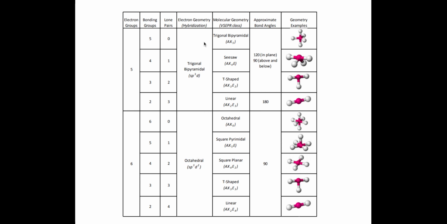And so with these two, you have the d orbitals come in, and you get what is called the expanded octet. And again, it's the same thing. You get these different molecular geometries, but the electron geometry is the same depending on how many lone pairs you have.